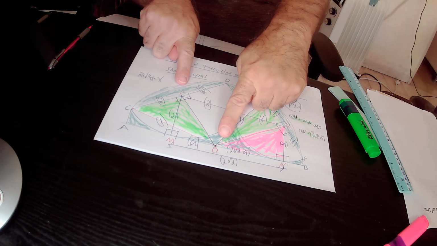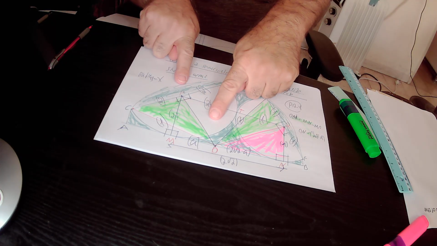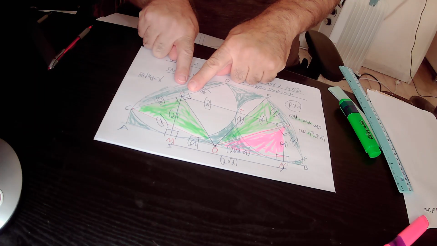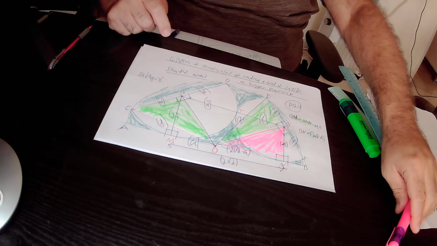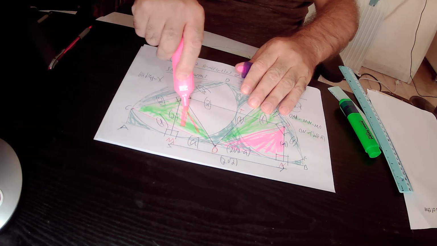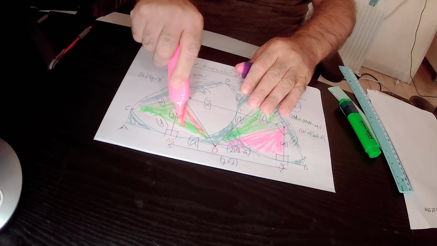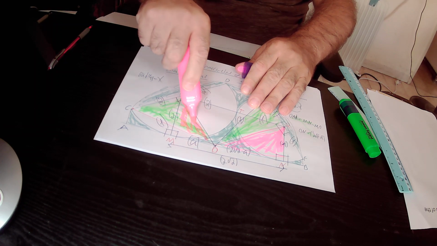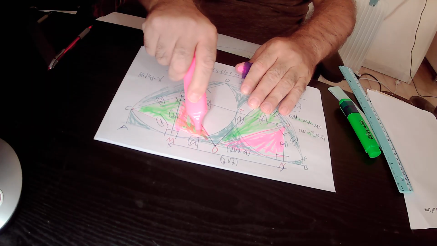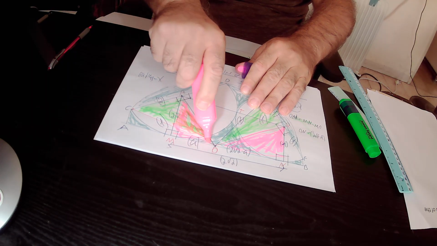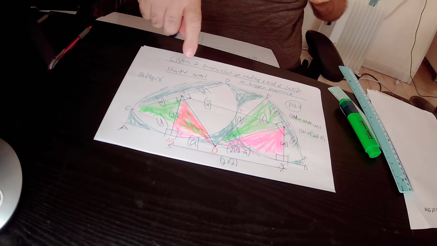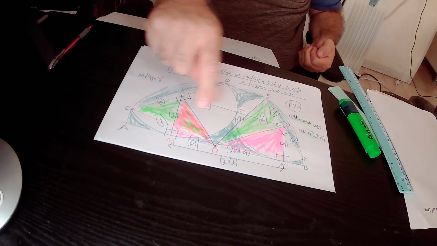What is the value of PO? PO is one side of the green right triangle CPO, but PO is also the hypotenuse of the right pink triangle PMO. So we apply the Pythagoras theorem on this right pink triangle PMO and get that PO squared equals PM squared plus MO squared.